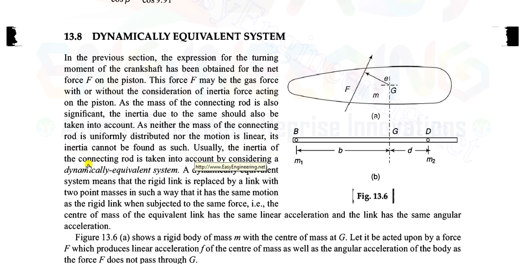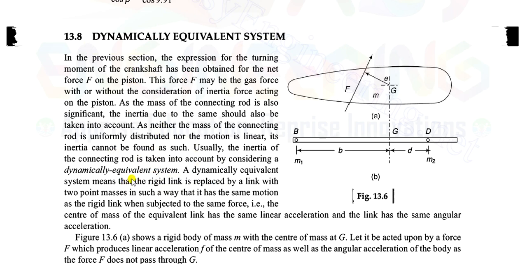Usually the inertia of the connecting rod is taken into account by considering a dynamically equivalent system. So if you want to solve a problem on how to calculate the inertia effect of a connecting rod, we have to understand the dynamically equivalent system. But in maximum 99% of cases, they ignore the inertia effect of the connecting rod. So I will explain only what a dynamically equivalent system is, and the next analysis, the inertia effect of the connecting rod, I will leave up to you.